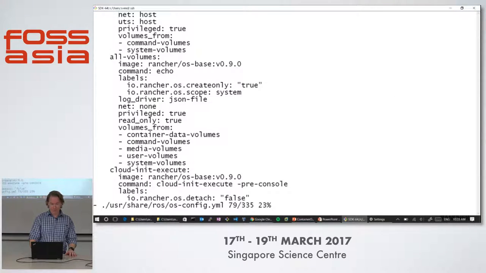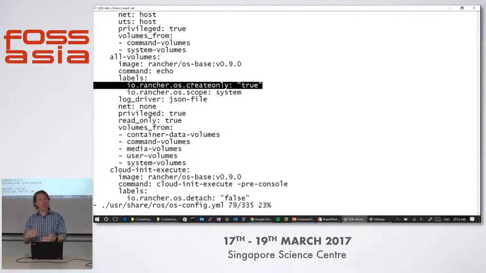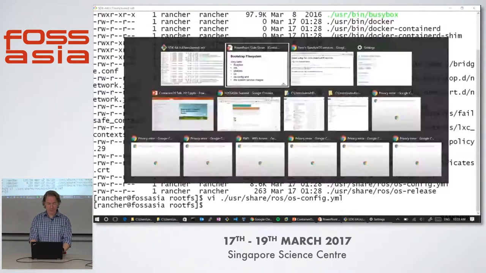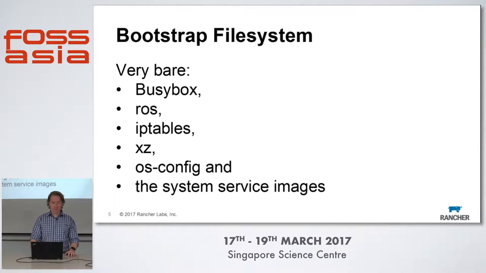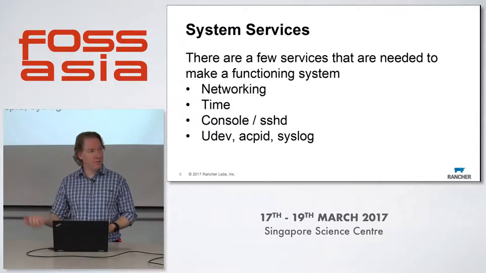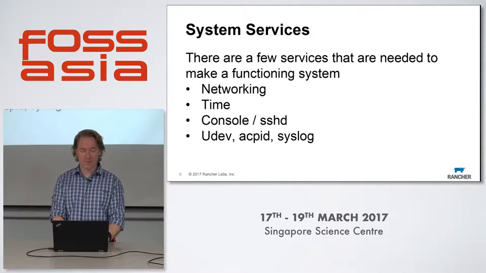So, if you know what Docker Compose files look like, you'll see that these are relatively familiar. We've done a few little things like the io.rancher.os labels, which give you an idea of either where it's running, what order it needs to run in, that sort of thing. So that's a lovely little thing. System services. These are the containers that we start up by default, and they give us networking, time, access devices, ACPI, that sort of thing.